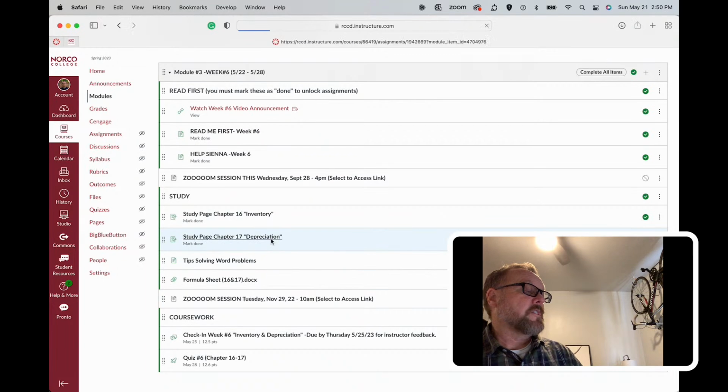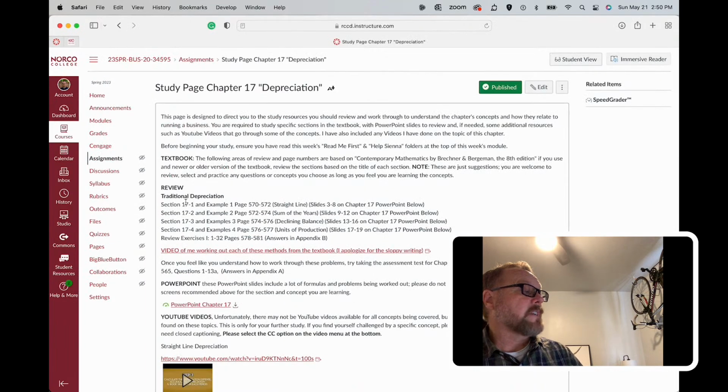And then on depreciation, chapter 17, I'm having you look at sections 17.1 through 17.4, and that's it. There are multiple other kinds of depreciation that you can do, but I'm only focusing on those 4, which are straight line, sum of the years, declining balance, and units of production. And those are the ones you'll be learning. And again, there's a video of me working out each one of those methods from the book.